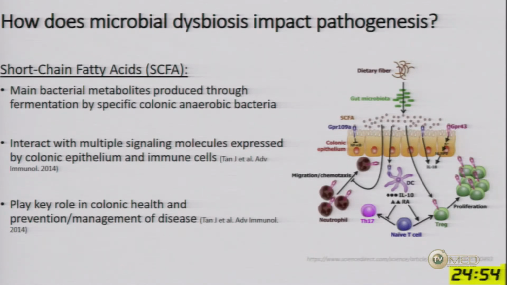Just want to go back and reintroduce you to short-chain fatty acids, which I did mention earlier. Short-chain fatty acids are the main bacterial metabolites produced through fermentation by specific colonic anaerobic bacteria, mostly Bacteroides. They interact with multiple signaling molecules, and they are very beneficial to the epithelial barrier and to immune homeostasis and keeping a healthy GI tract, and really play a key role in colonic health and prevention and management of disease. So short-chain fatty acids are very important, and the only way we get short-chain fatty acids in our body is by bacteria, the bacteria that metabolize food products.